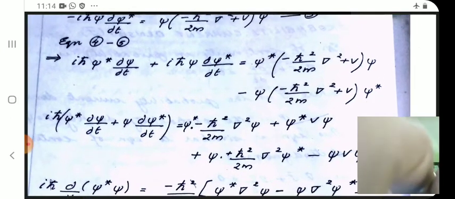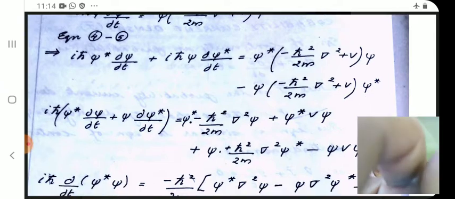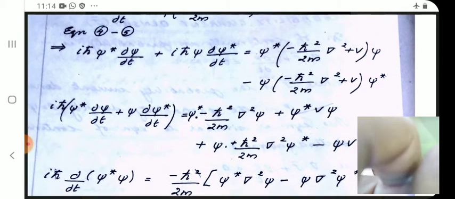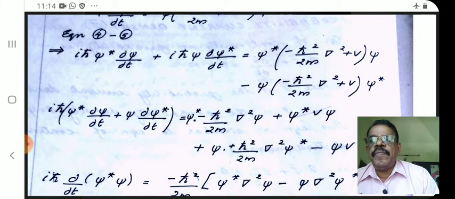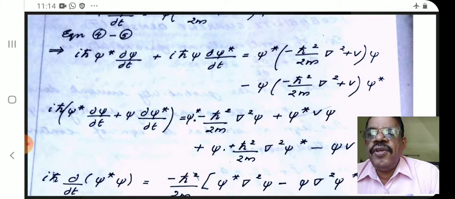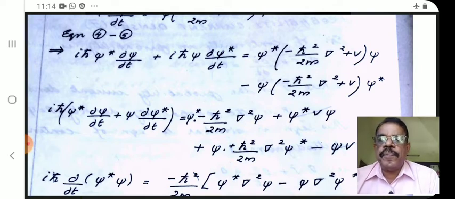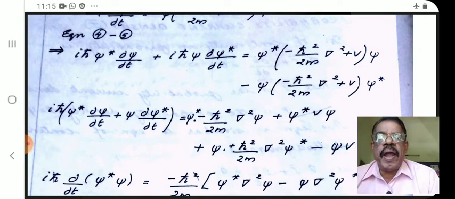So the two equations we subtracted, and in the LHS there are two terms. From the terms in the LHS, we take iħ outside. So we get iħ into psi star ∂psi/∂t plus psi into ∂psi star/∂t. That is the LHS, which is equal to, in the RHS, we remove the brackets.